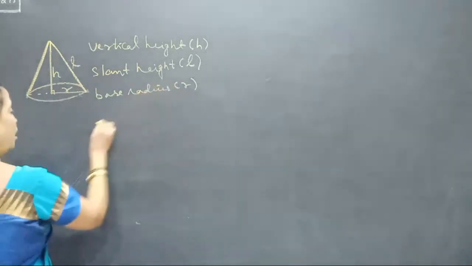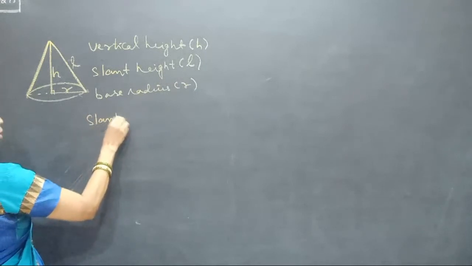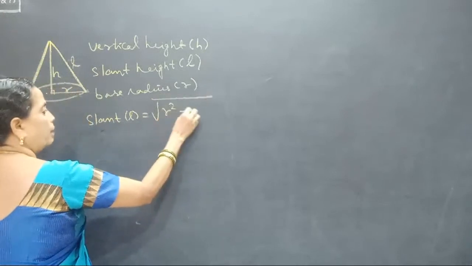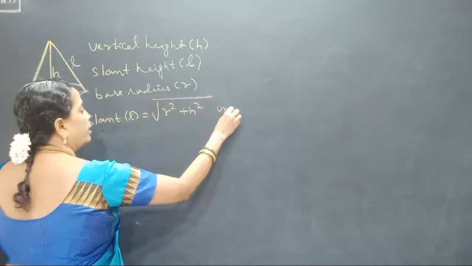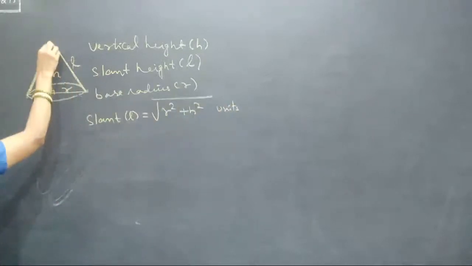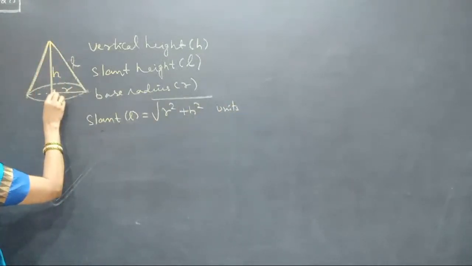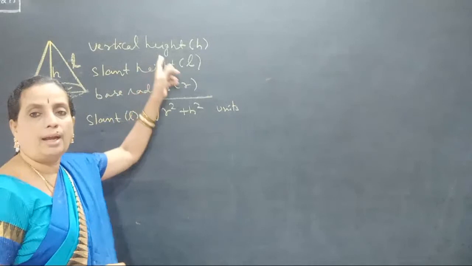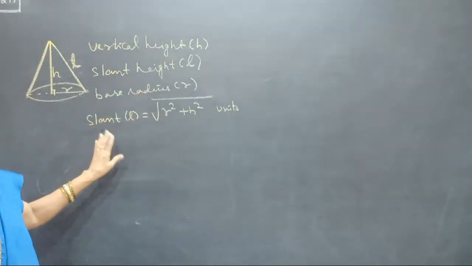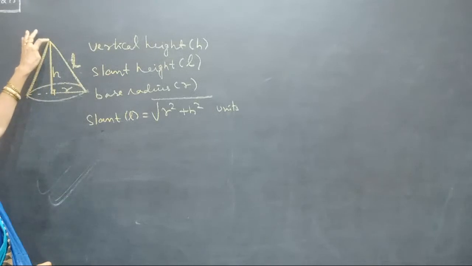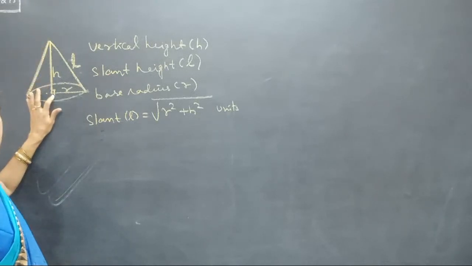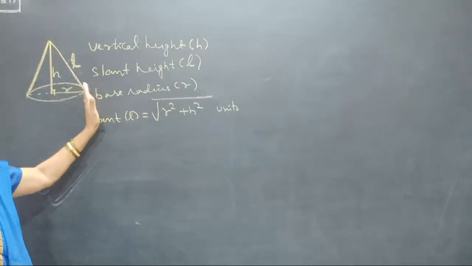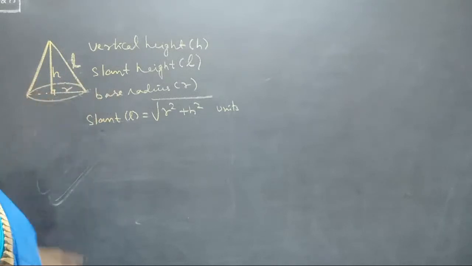And we have the formula. Slant height can be calculated using the formula root of r square plus h square units. Because it is perpendicular to the base, slant height can be calculated. So you should keep in mind, vertical height is different from slant height. Vertical height is the perpendicular from the vertex to the base. Slant height is the slant portion of its curved surface, l. l is different from h.